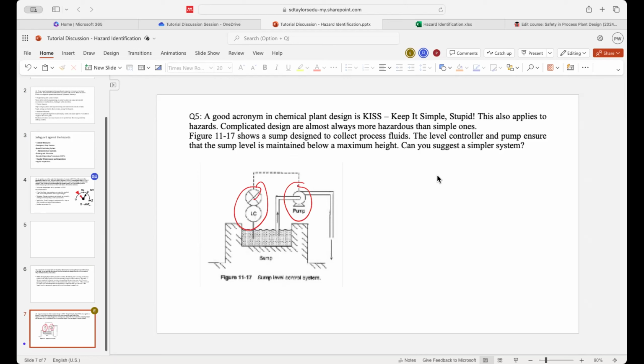If let's say this is the maximum, all you need to do is drill a hole there, put in the piping, and connect it to another containment plant. And you don't need a pump, you don't need a level control system, you don't need valves, or any control system to operate the pump.